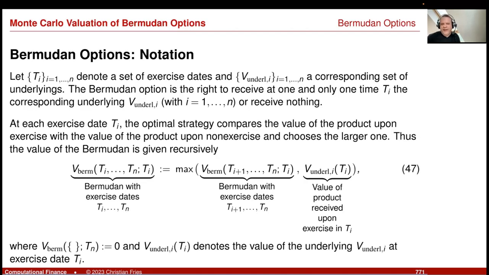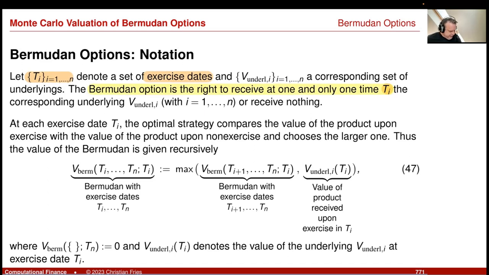So let's define the Bermudan option in a more general way. I consider a time discretization, T1 to Tn. This is my set of exercise states. At these times, you have the right to exercise the option. You have this right once. So the Bermudan option is the right to receive at one and only one of these exercise times, Ti, a corresponding value of an underlying.